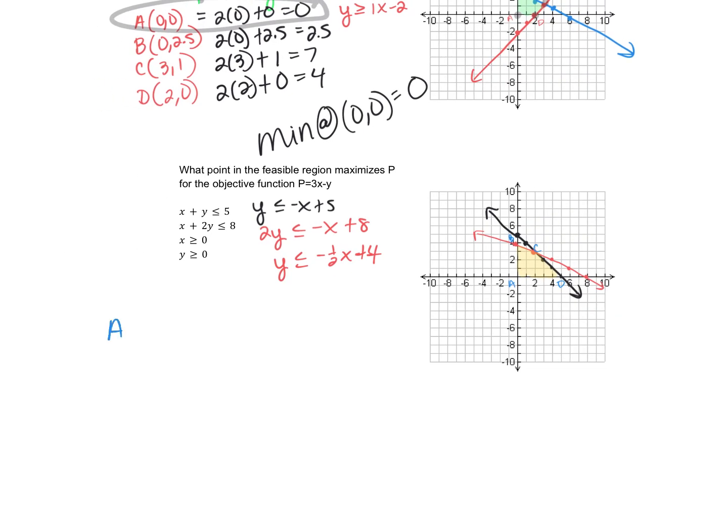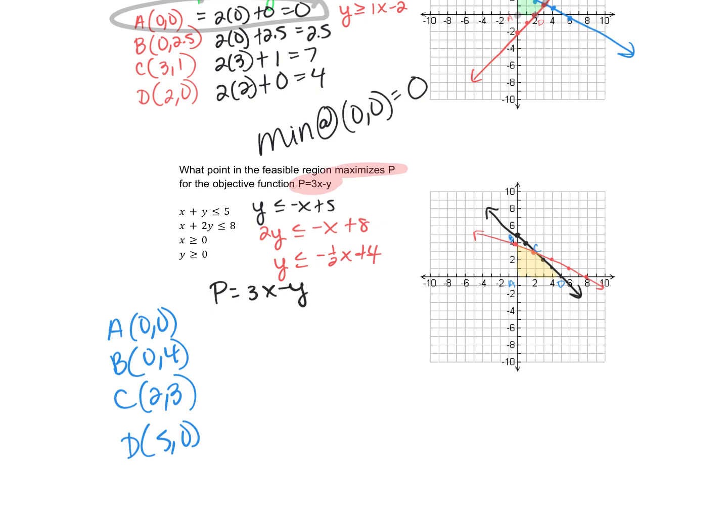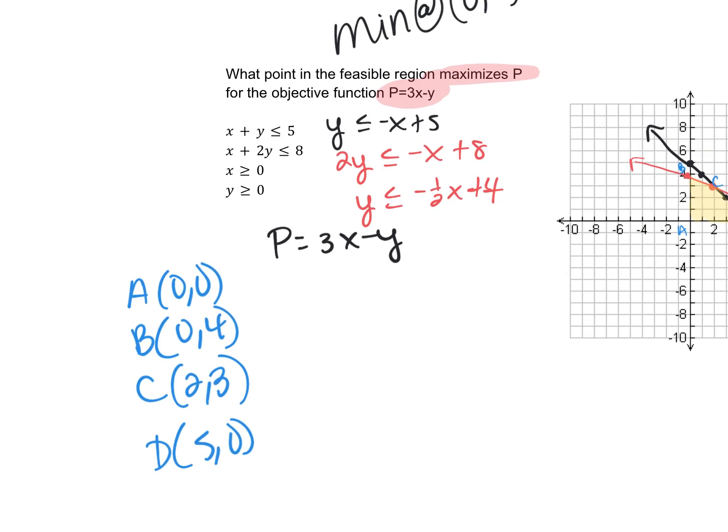You do what you want. So A is 0, 0. B is 0, 4. C is at 2, 3. And then D is at 5, 0. Okay, so this problem wants the one that maximizes our function. We do have a new function for this. So P equals 3x minus y. Let's plug all that in for the x and the y.